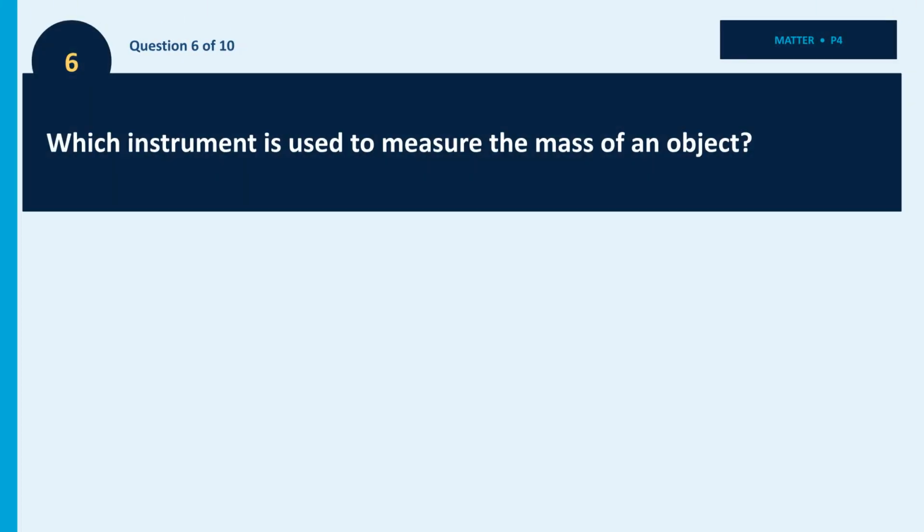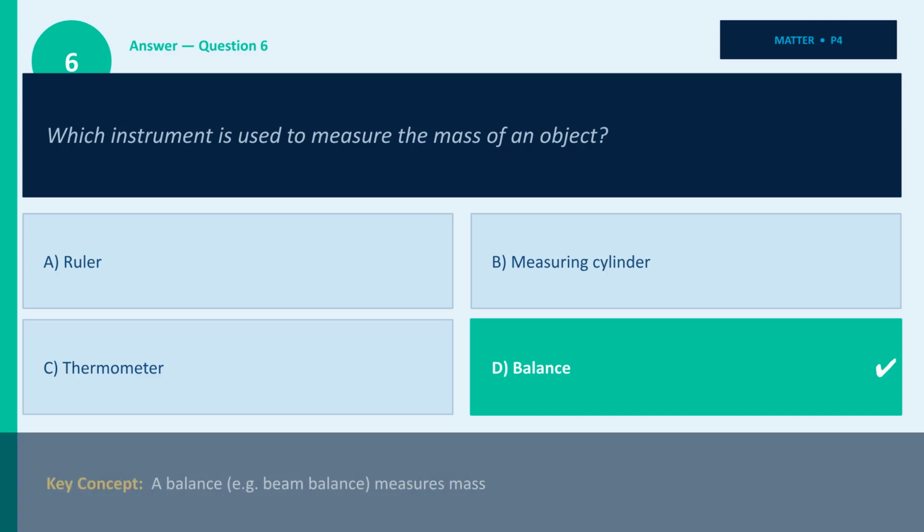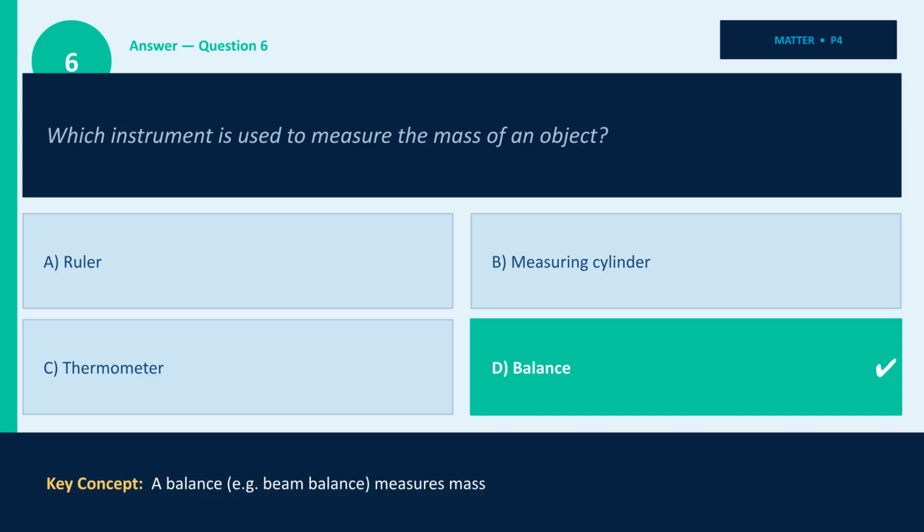Question 6. Which instrument is used to measure the mass of an object? Is it a ruler, a measuring cylinder, a thermometer, or a balance? The correct answer is D. A balance, such as a beam balance, is the instrument used to measure mass.